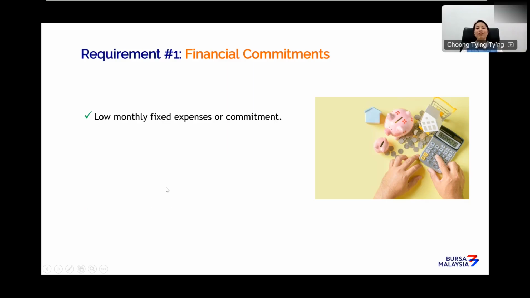Now, the first part, before you even embark on becoming a full-time trader, is that you need to keep your fixed expenses as low as possible. I repeat, try to keep your monthly expenses as low as possible. I'll give you an example. If currently your monthly expenses are 2,000, compared to a person whose monthly commitment is 20,000, now, let me ask you a question.